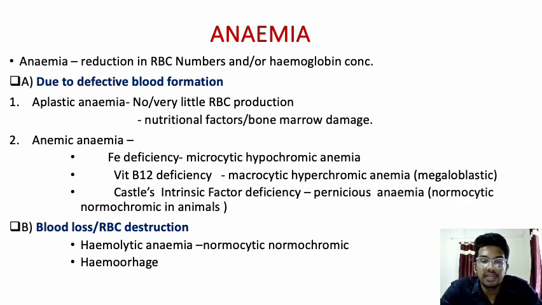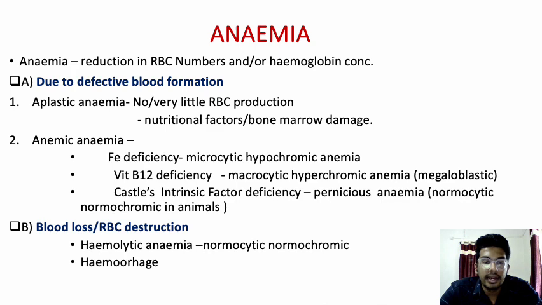Then vitamin B12 deficiency produces macrocytic hyperchromic anemia, which is otherwise called megaloblastic anemia. Why? Because the cells are very large in size: megalo, large size. Then next is Castle's intrinsic factor deficiency, which causes pernicious anemia. This type of anemia is normocytic normochromic, which means that the size will be normal and the color will also be normal. The problem is that a lesser number of cells will be there. The RBC total number will be reduced. This is seen in Castle's intrinsic factor deficiency. We know that it is required for vitamin B12 absorption in animals.